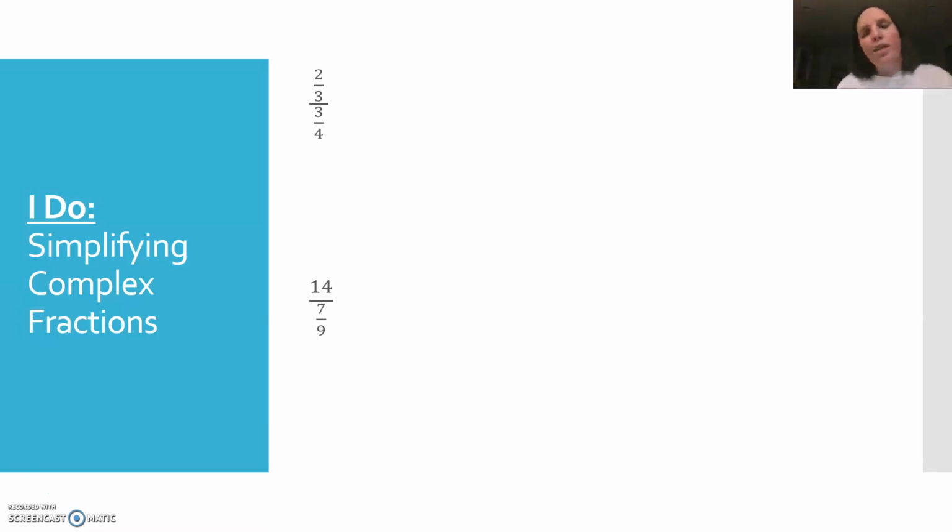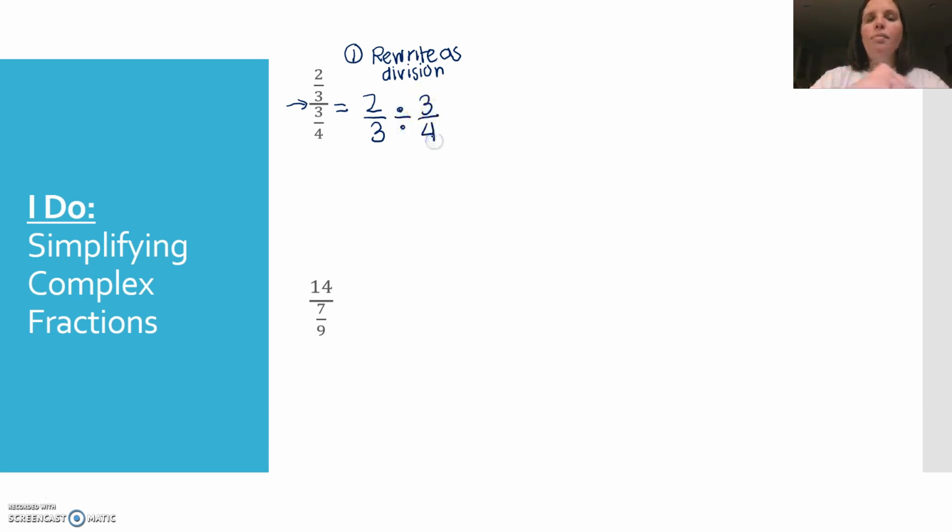So for simplifying complex fractions, it's not new material, it's just a different way of looking at it. When we take a complex fraction, so I have 2/3 divided by 3/4, my first step is going to be to rewrite this as division. Now, some of you might be saying, well, isn't it already division? And yes, when we see that fraction bar in the middle, we need to see this as division, because what this is really saying is 2/3 divided by 3/4. A complex fraction, in my mind, always looks more difficult than it is. So to do 2/3 divided by 3/4, I'm going to rewrite it as a division.